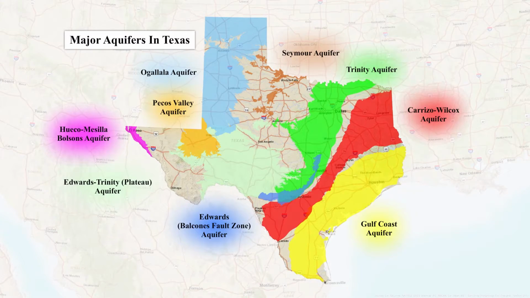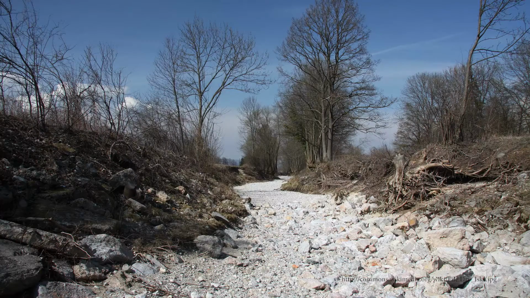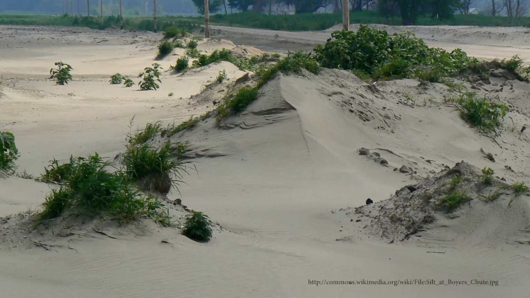Of the 9 major aquifers in Texas, 6 of them, the Ogallala, Gulf Coast, Carrizo-Wilcox, Pecos Valley, Seymour, and Waco-Mesilla-Bolsons, consist of sedimentary rock with relatively high porosity and permeability. Sedimentary rocks are composed of sand, gravel, silt, and clay.